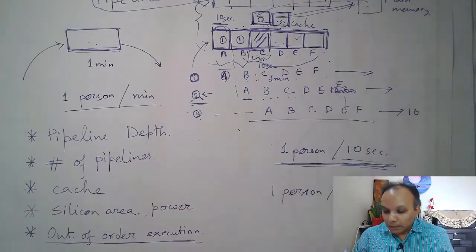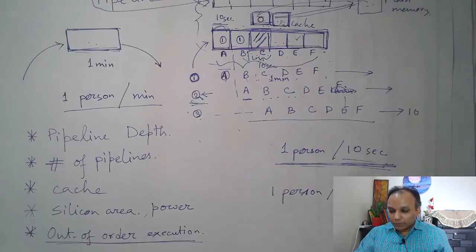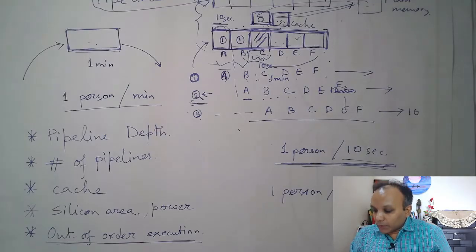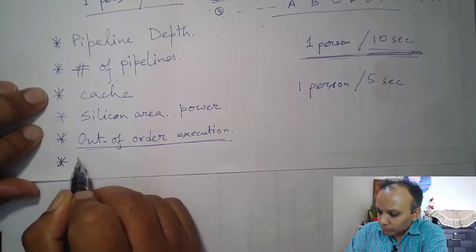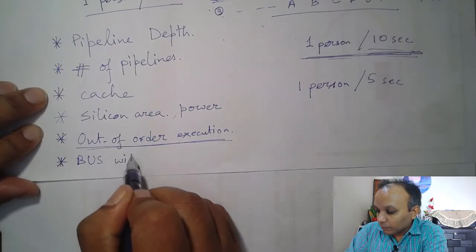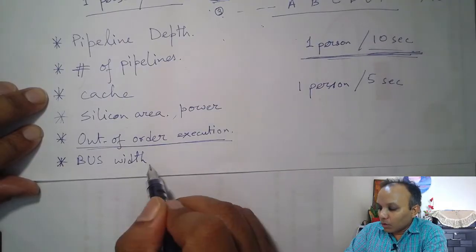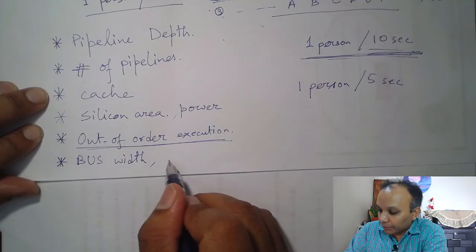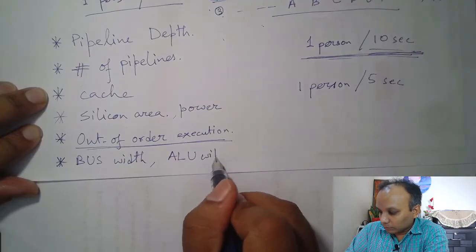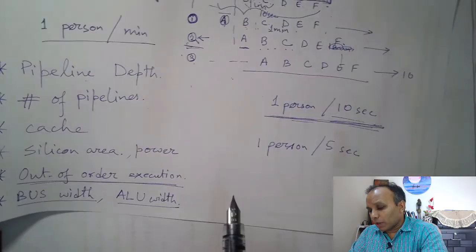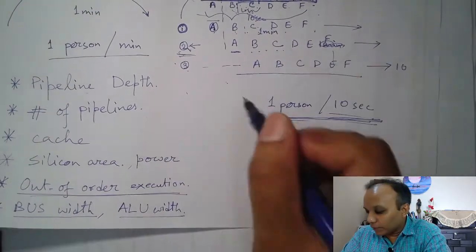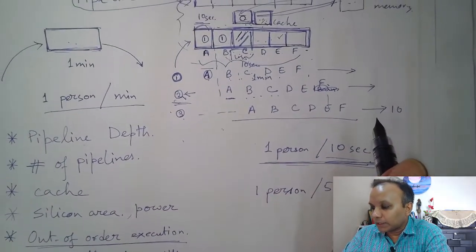All these things are very interesting to look at. Similarly, there are other things like bus width, or let us say ALU width. These things are also defined by the microarchitecture. So, what will be the equivalent analogy in our example?